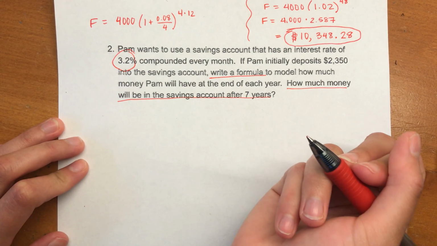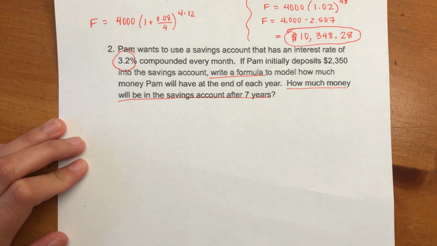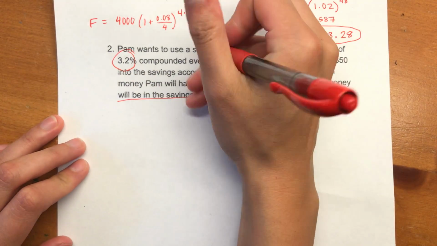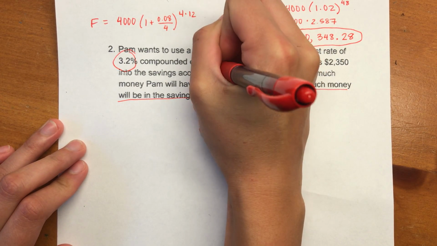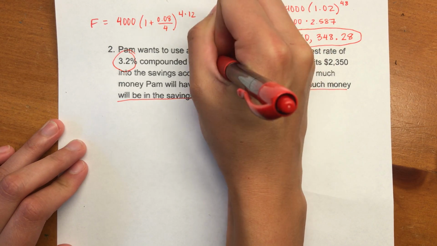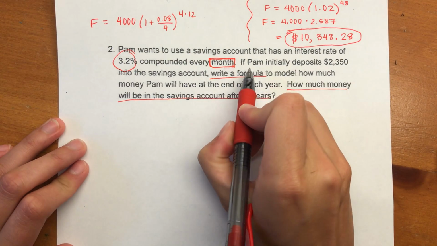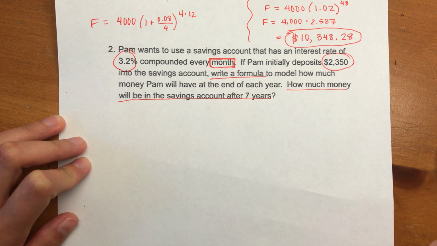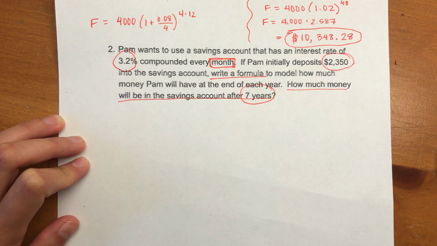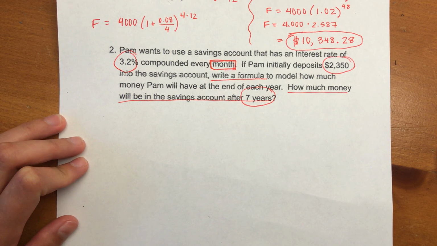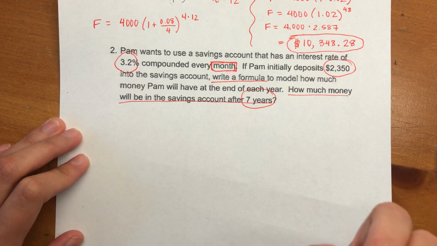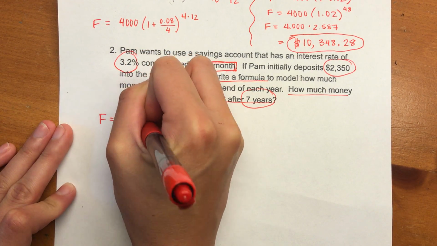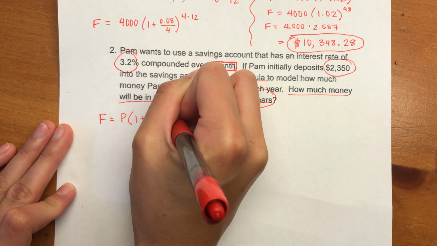So I see 3.2% compounded every month. Now I don't see a number here, but I know this is important because we want to know compounded every how often. This says every month. I'm going to box that. We'll come back to it and see what that means. If Pam initially deposits $2,350, 7 years. Okay, so we know we need to write a formula first. We know our formula is F equals P times 1 plus R over N to the N times T.